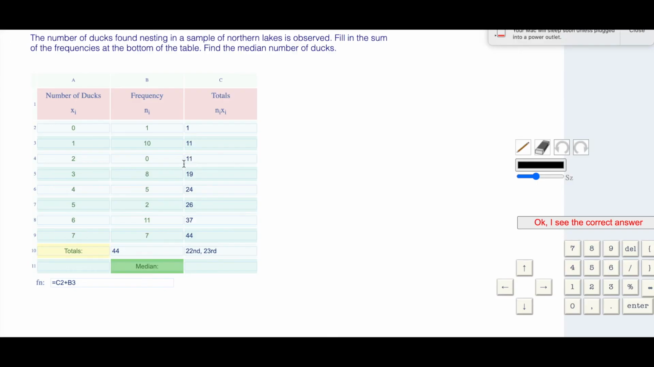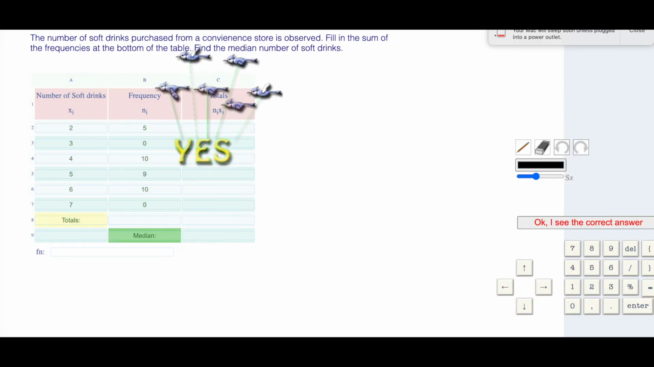This is going to be my 12th to 19th, then my 20th to 24th. I'm looking for the 22nd and 23rd, so it's going to be in here. So that means 4 ducks. It's going to be the median number of ducks. That is it for finding the median from a frequency distribution.